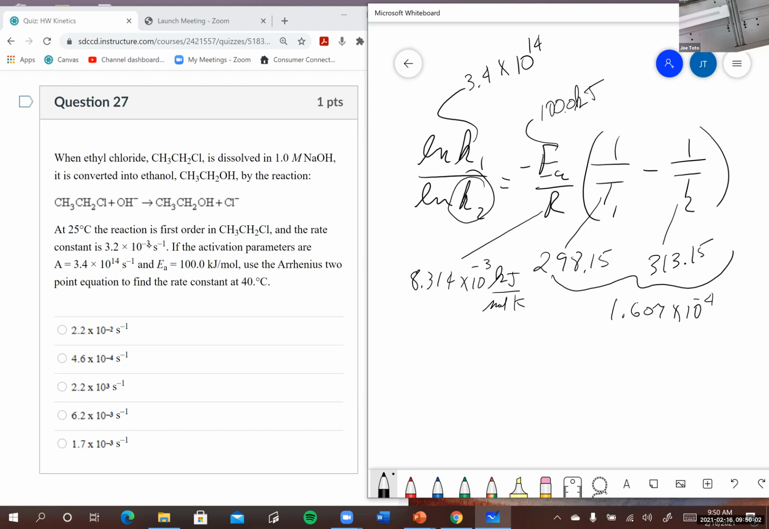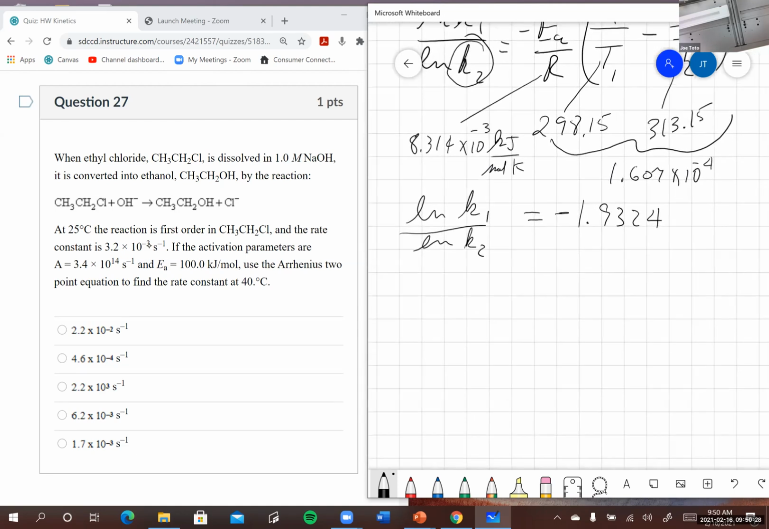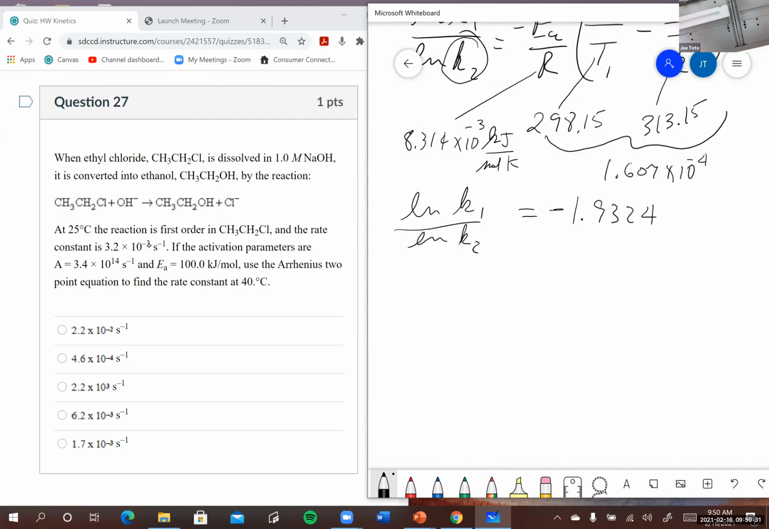Now I'm going to multiply those two by EA and divide it by R. So I get then minus 1.9324. And that equals the log of K1 over the log of K2. So far, so good? Yeah. All righty. And now I want to take the inverse log of both sides and solve for the ratio K1 over K2.